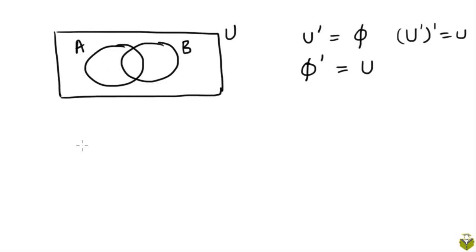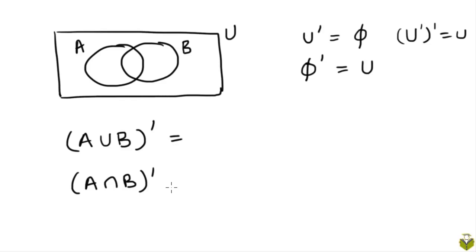Now let's take the complement of A union B and A intersection B, and let's see if we can derive a formula for them. And we want our formula to be in terms of A complement and B complement. So we want the complements to be applied to both A and B, and we want to express A union B complement in terms of A complement and B complement, and likewise the complement of the intersection of A and B in terms of A complement and B complement.